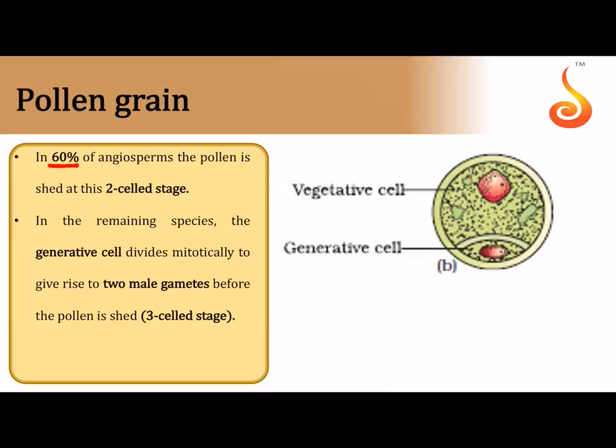So that's what I was telling you here. In 60% it is two-celled. In the remaining ones, the generative cell undergoes mitotic division to form two male gametes before the pollen is released from the anther. If the pollen has two male gametes and a vegetative cell, we call the pollen grain to be a three-celled stage. It is not a two-celled stage. Okay? So that is a very important thing.